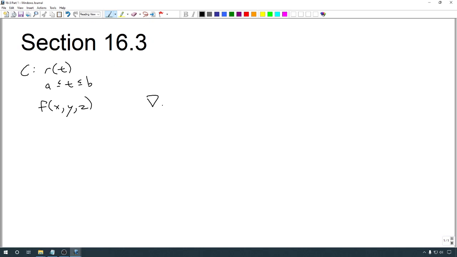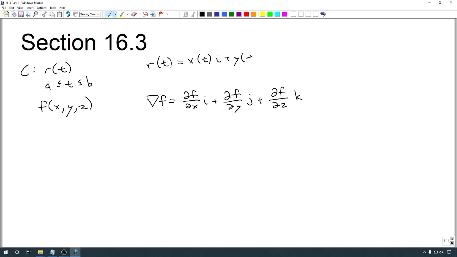The gradient of f, recall, is just going to be the derivative of f with respect to x times i, plus the derivative of f with respect to y times j, plus the derivative of f with respect to z times k. I'm also going to go ahead and write r in terms of its components. I'm just going to call those components x, y, and z. But remember, these are all functions of t.